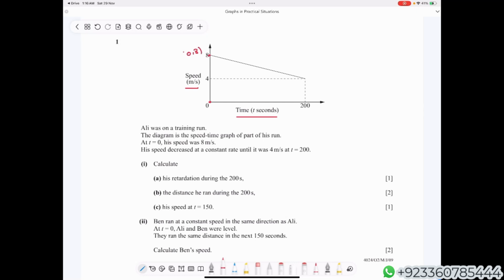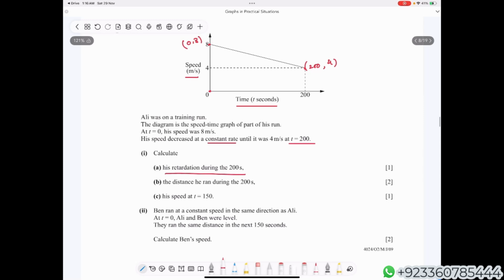So 0 and 8 is the first point. His speed decreased at a constant rate until it was 4 meters per second at time t equals 200. So you can see over here, this is 200. So you want to calculate his retardation during the 200 seconds. Now retardation is negative acceleration, and you want to calculate the retardation from a speed time graph.